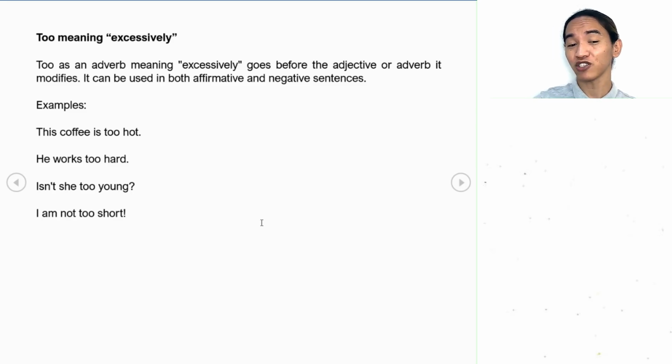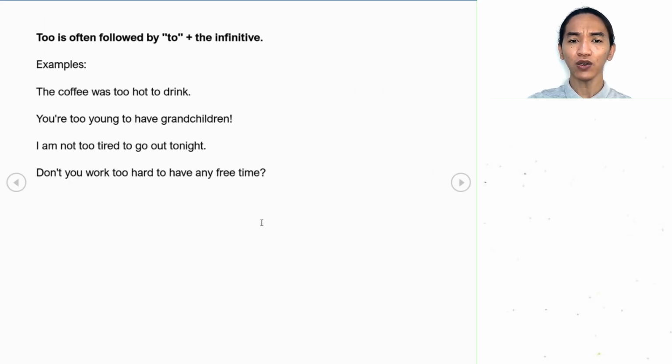But let's pay attention to the meaning of this word as well. All right, but for now it means excessively, okay? And you put it before your adjective or your adverb. Now, too is often followed by to plus infinitive, okay? The coffee was too hot to drink. So I think this is similar with enough.